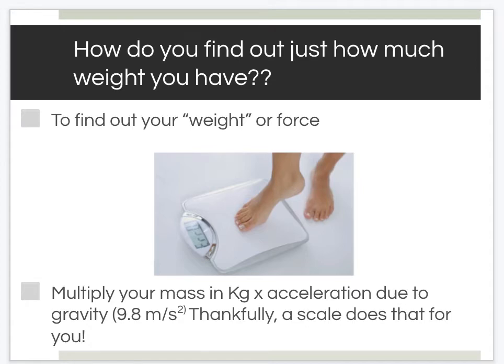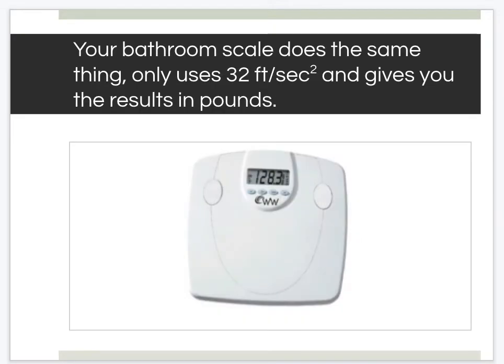To find out your weight or force, you take your mass in kilograms times acceleration due to gravity, which is 9.8 meters per second squared. Thankfully, a scale does that for you. So when you step on a scale, the scale is taking your mass in kilograms and multiplying it by acceleration due to gravity, 9.8 meters per second squared. So it takes the force of gravity and multiplies it by your overall mass.